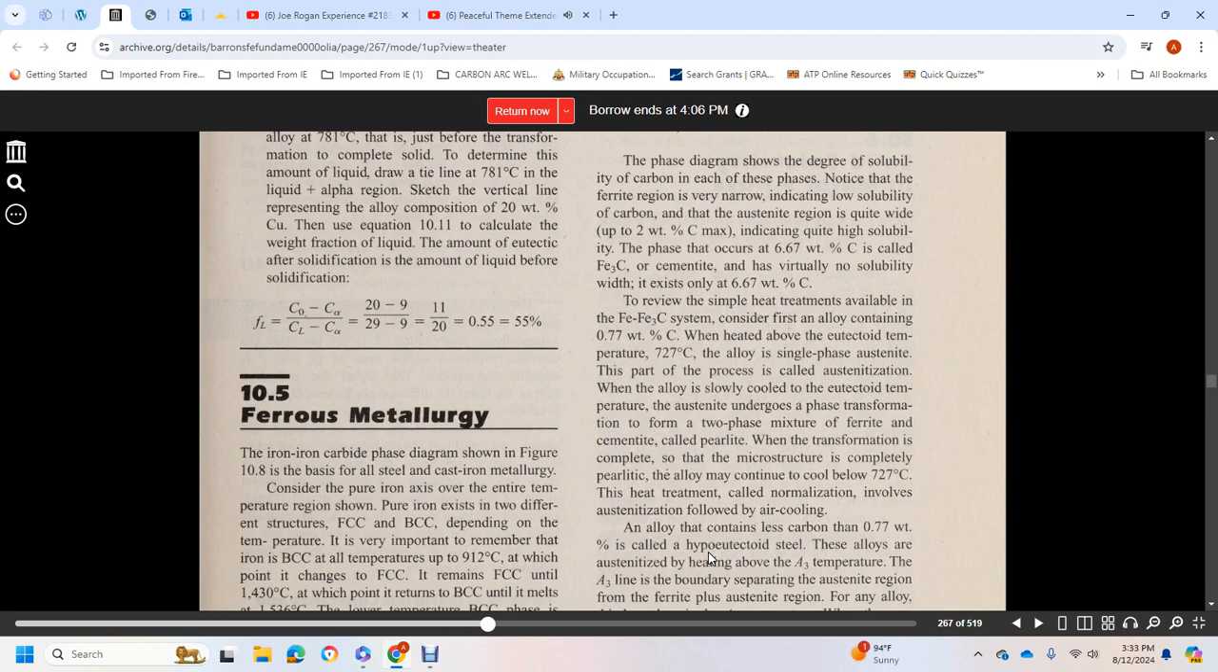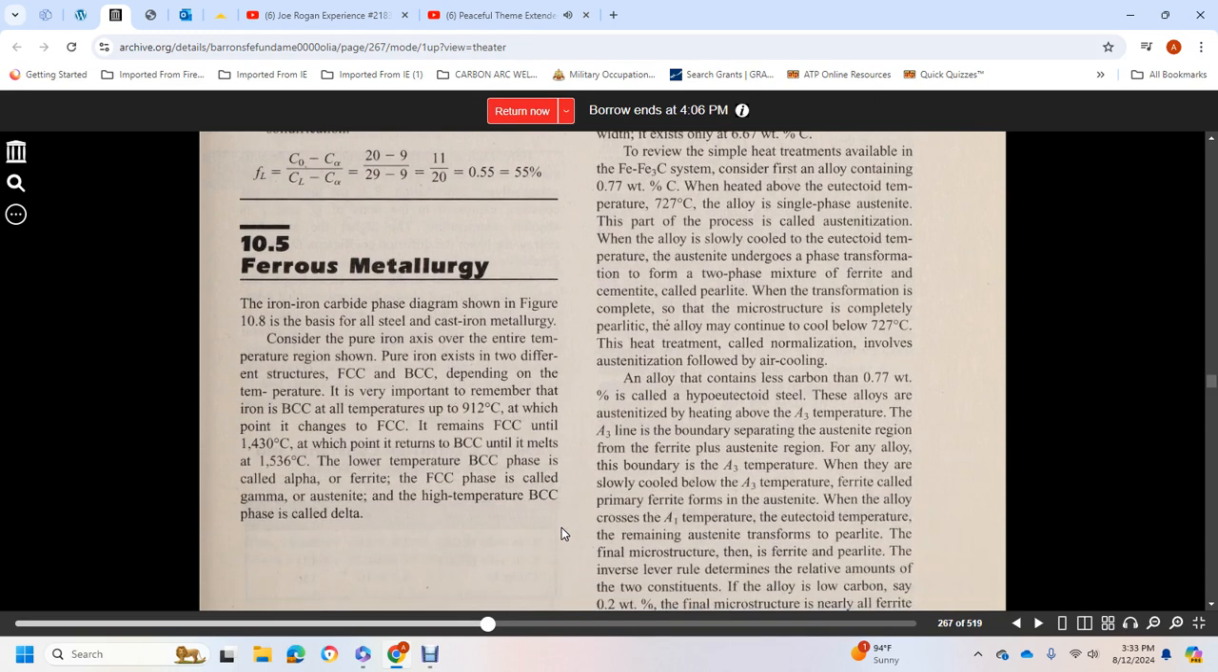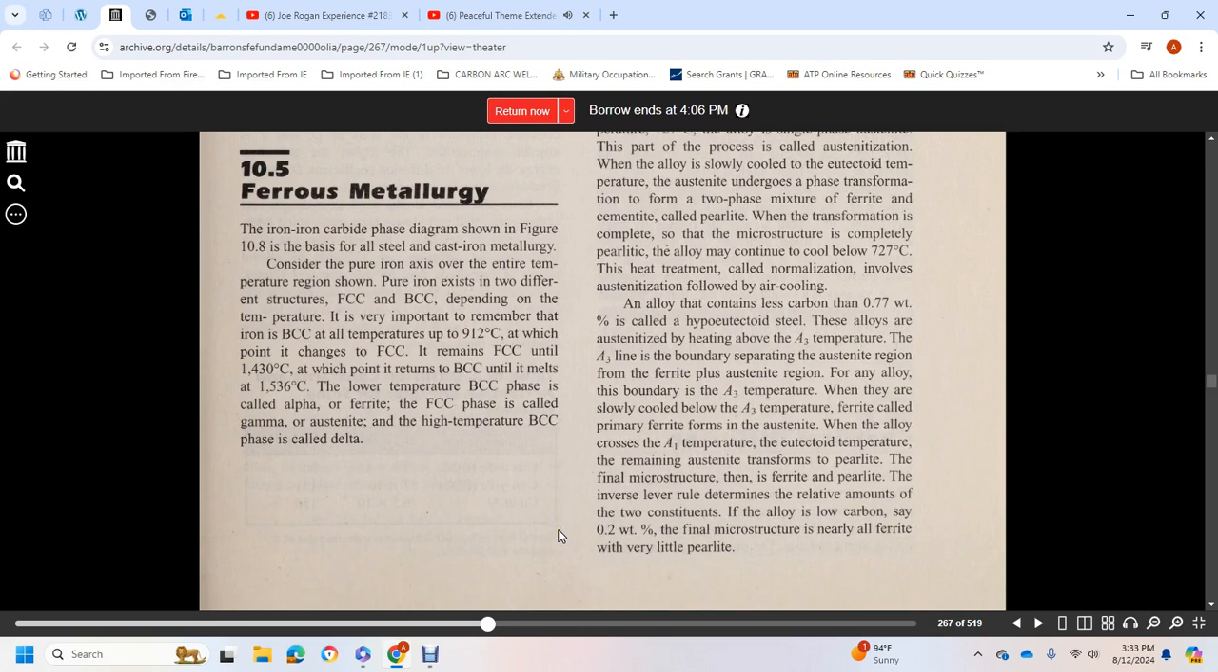The transformation is complete with a microstructure of pearlite, and the alloy may continue to cool below 727 degrees Celsius. A heat treatment called normalization involves austenitization followed by air cooling. An alloy containing less carbon than 0.77 weight percent is called a hypoeutectoid steel. These alloys are austenitized by heating above the A3 temperature.